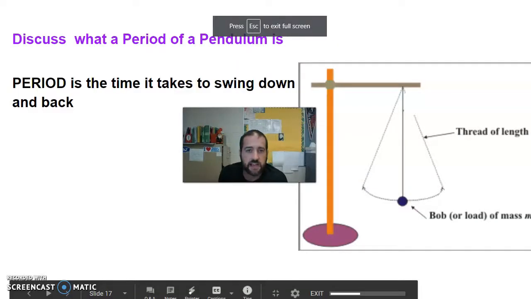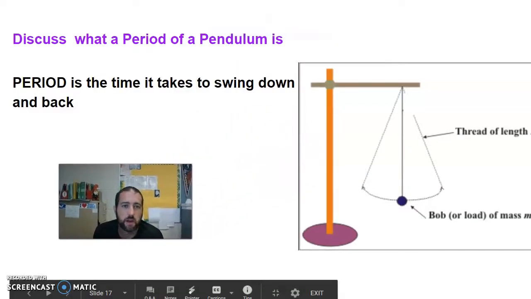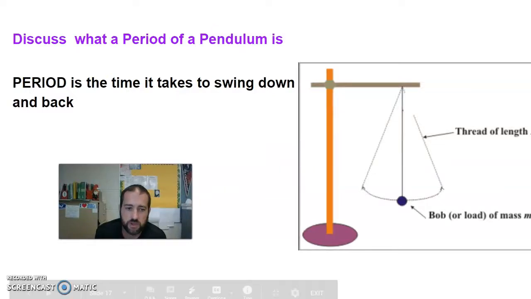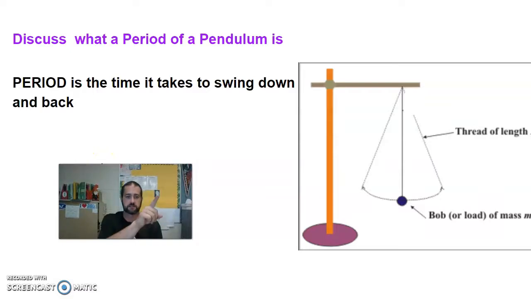Now let's look at what is a period. Well, think about school. If you went to fourth period, it's a certain amount of time. The period for a pendulum is a down and back swing. And we'll look at this here in just a minute.